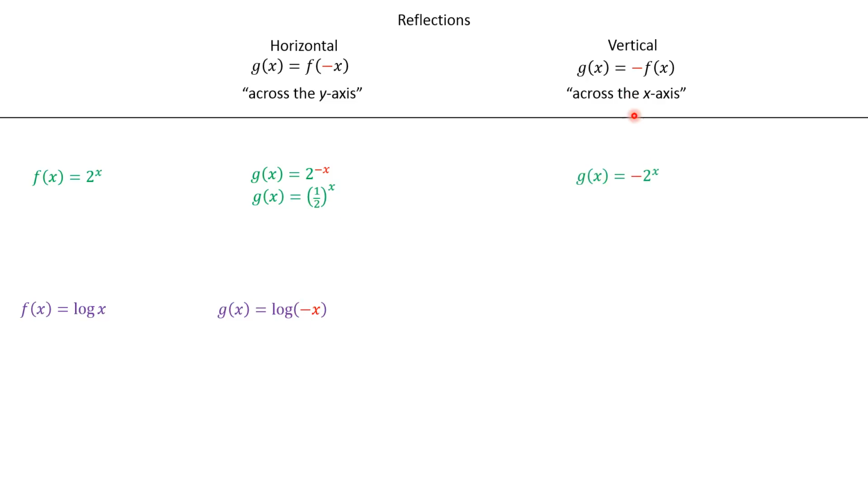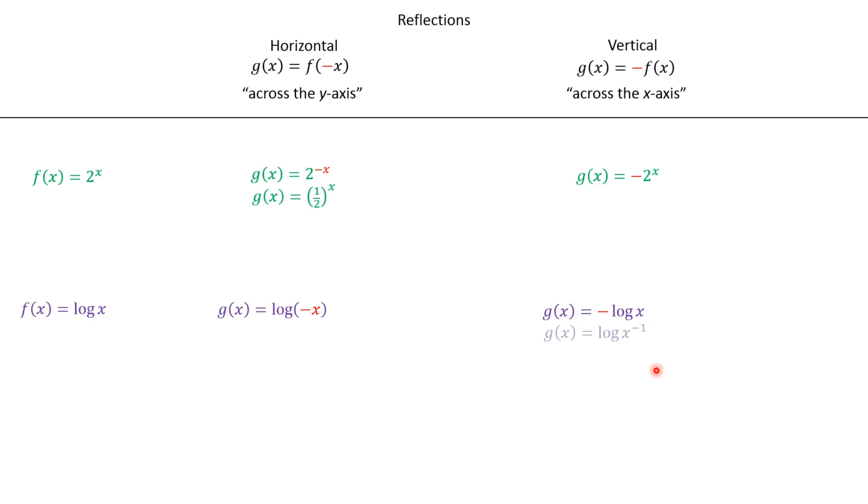For vertical, we just go negative 2 to the x. Nothing really happens except, again, it switches the range. 2 to the x is always going to be a positive number. So our range for an exponential is y is greater than 0. Well, then we slap it with a negative, and now it's y is less than 0, because all the numbers will be negative. And for logs, negative log x, well, this negative is a negative 1.